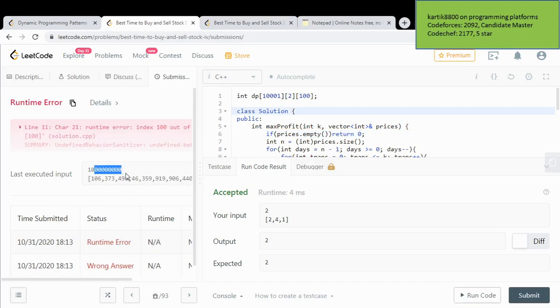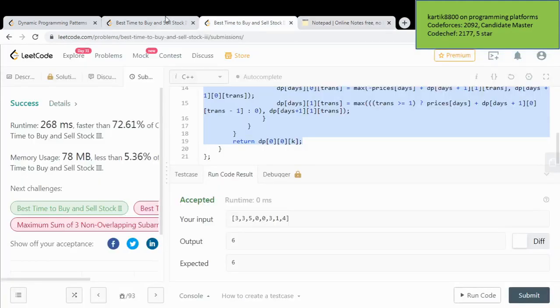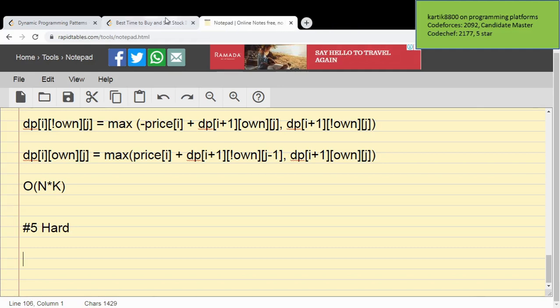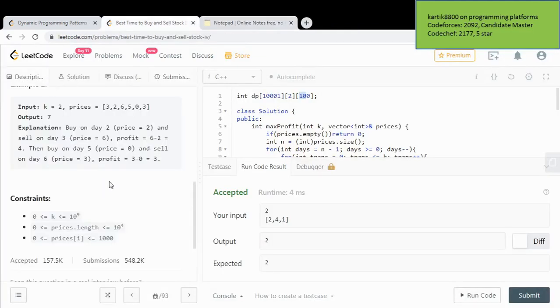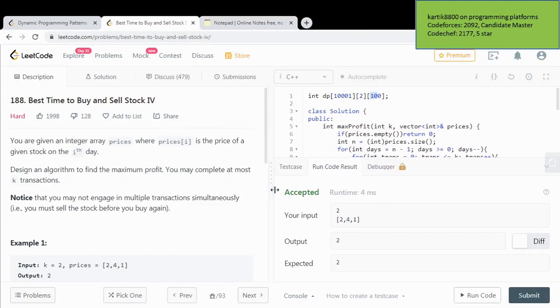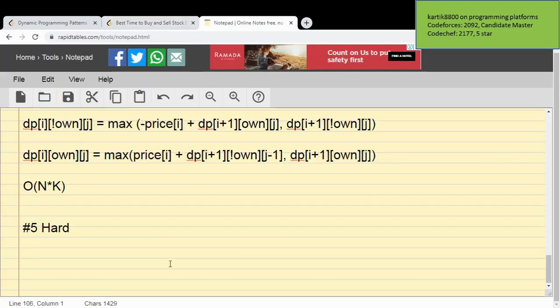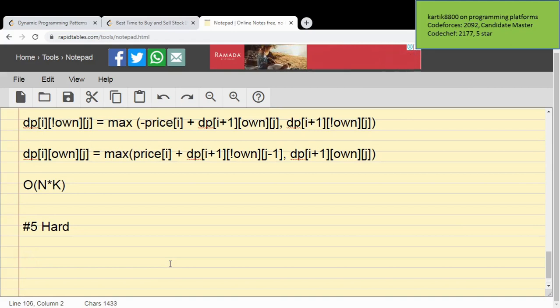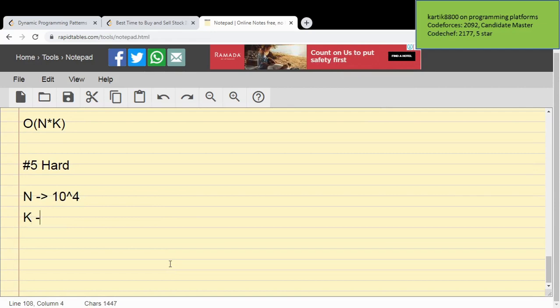Yeah, so K 10 power 9, we got a segmentation fault, and if I actually put it there, then our time complexity is big O of n into K, which is very bad, right? We cannot afford that. So we'll try to make some observations. Now it says that you are allowed to make at most K transactions. The number of days to make the transaction n is at most 10 power 4, right? But the number of transactions allowed is at most 10 power 9. Our solution is n into K, that is definitely going to time out. 10 power 13 operations is very poor.